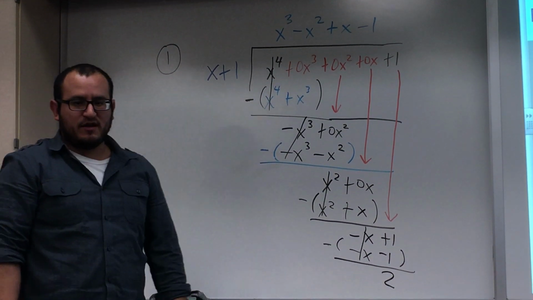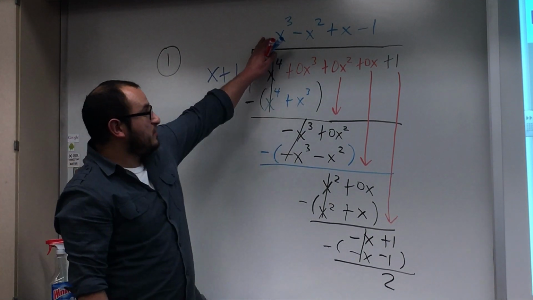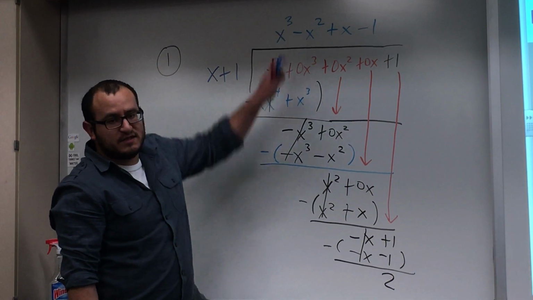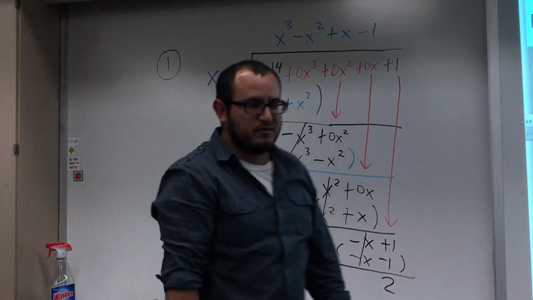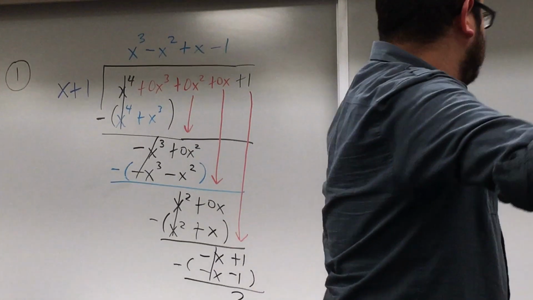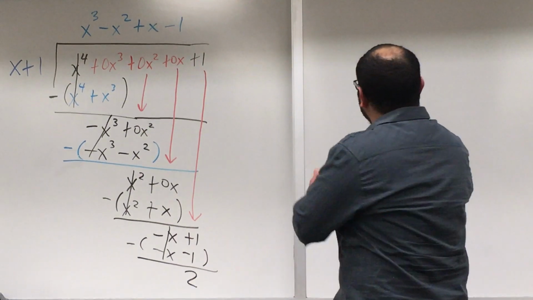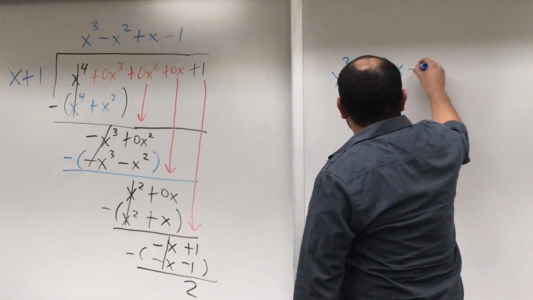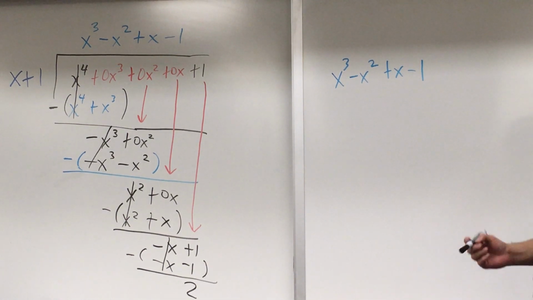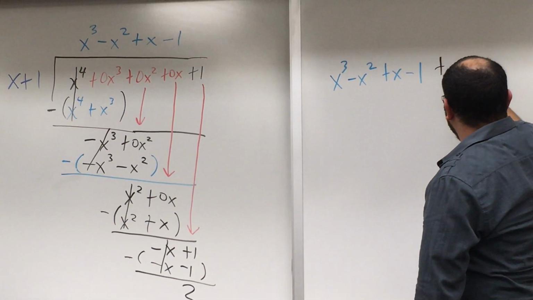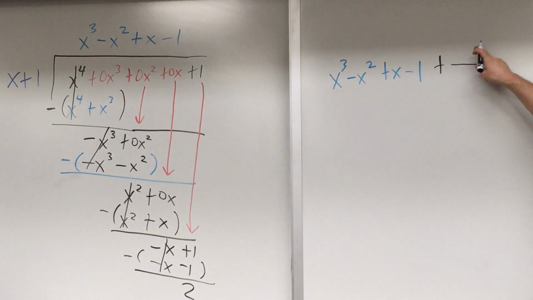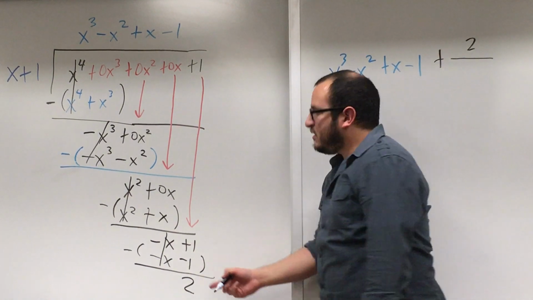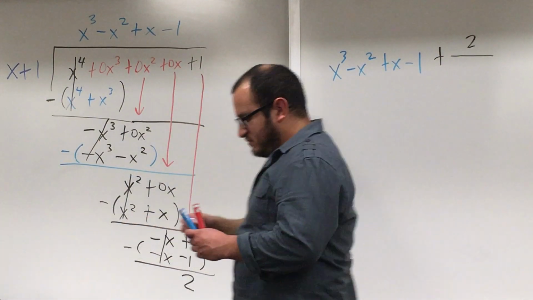So now, how do you write your answer? Okay. So, you take this is your d of x, this is your f of x, this is your q of x. That's called your quotient. So you take your quotient, and go ahead and write it in the middle. Take your quotient, so x cubed minus x squared plus x minus 1 plus, this is going to be your remainder over your divisor. So my remainder was positive 2, which comes from here, and my divisor is x plus 1.